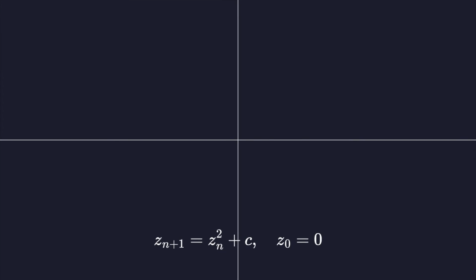Every point in the Mandelbrot set is defined by the behavior of 0 under repeated iteration of the function z squared plus c. If the resulting sequence stays near the origin forever, the complex number c is a member of the set. If the sequence escapes to infinity, it is not.